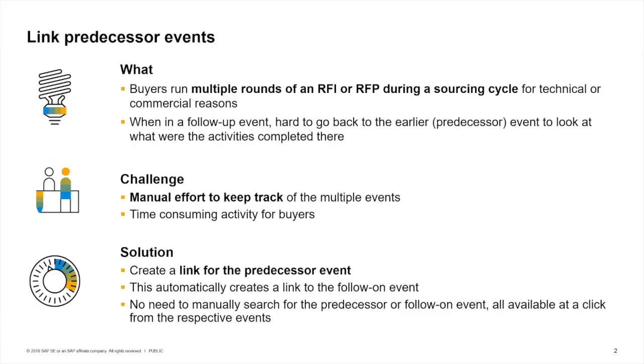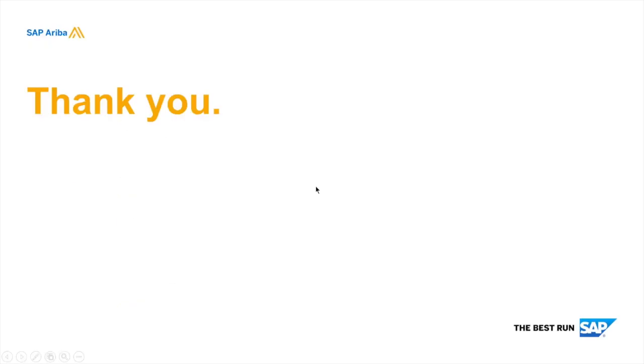So the solution to the challenge is to set up a link from the overview, and we set up a previous event as the predecessor event. This automatically sets up a link for a follow-on event. There's no more need to manually keep track of these projects anymore. That is what I had to cover today.